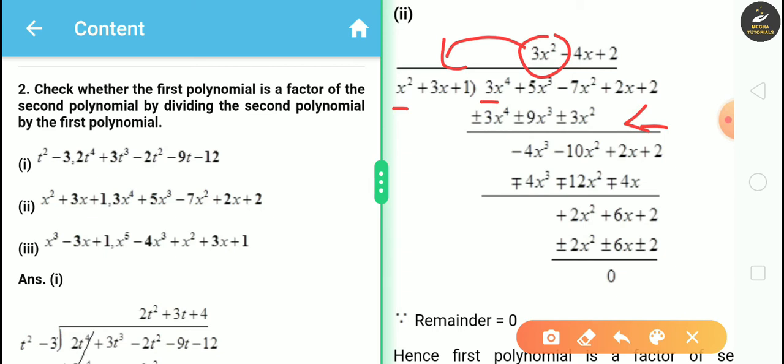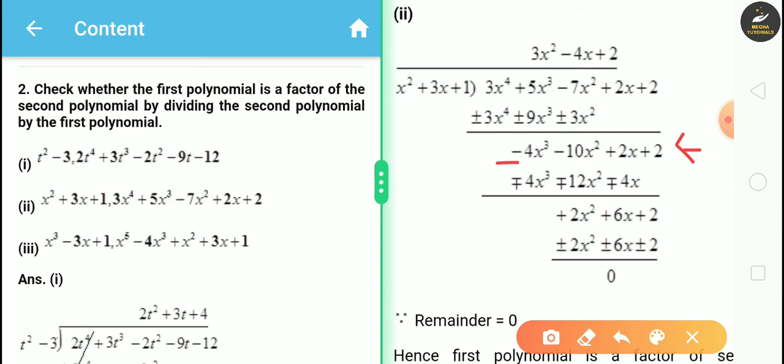Then we will change the sign, plus to minus and plus to minus. So 3x raised to 4 and 3x raised to 4 will be cut, plus 5x cube minus 9x cube is minus 4x cube, minus 7x square minus 3x square is minus 10x square, and plus 2x plus 2 will come as it is. Okay, so the next step is minus 4x cube minus 10x square plus 2x plus 2.